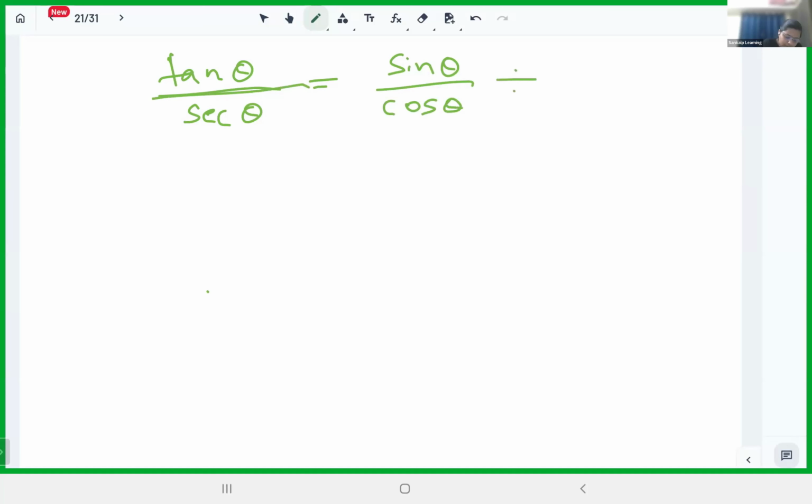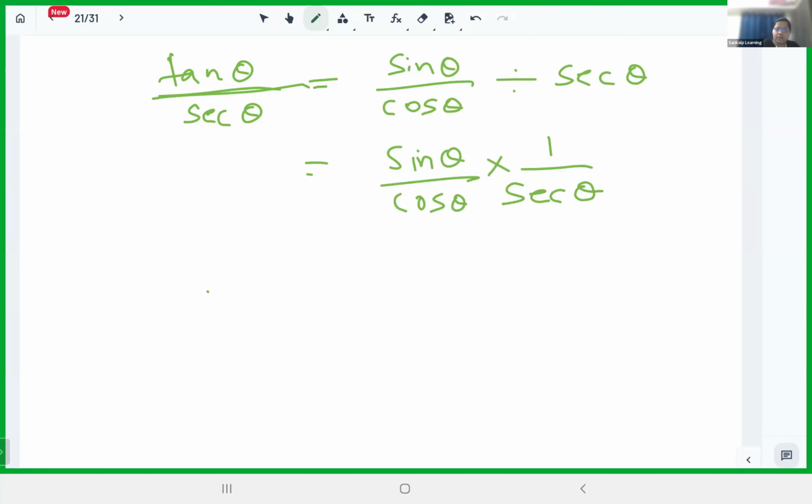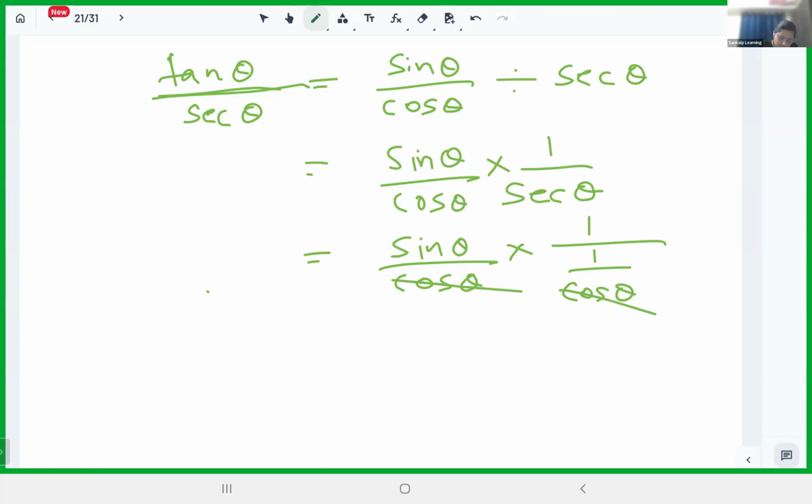We have now got tan theta by sec theta, right? Now this tan theta can be written as sine theta by cos theta, divided by sec theta. This can be written as sine theta by cos theta into 1 by sec theta. Sec theta can be written as 1 by cos theta because they are reciprocals. So this cos theta and this cos theta get cancelled. So what is the value? That is nothing but sine theta.